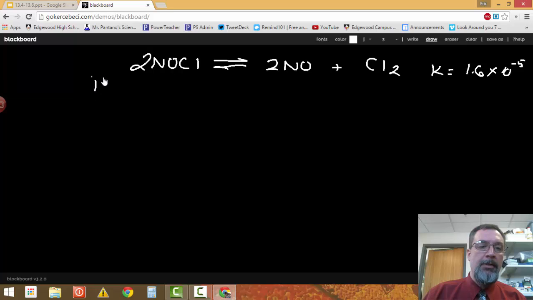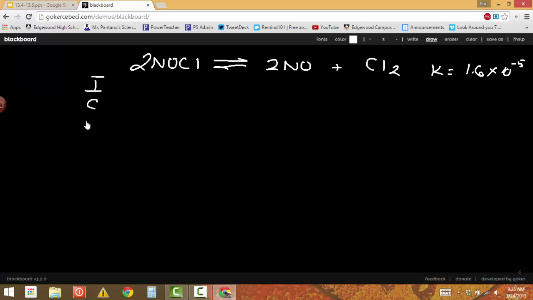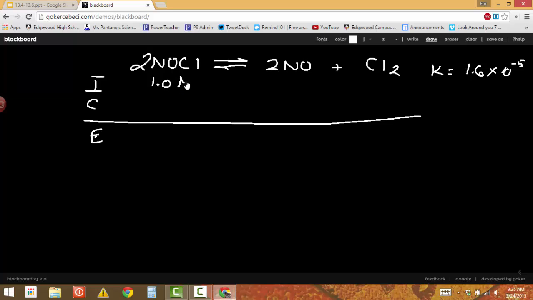We're going to set up an ICE table, I, C, and then E for equilibrium concentrations. Initial, change, equilibrium. According to the first mixture, it was 2 moles of NaCl in a 2-liter container. That gives me a concentration of 1.0 molar. There was no NO and no Cl2. Nothing has happened yet at the beginning.